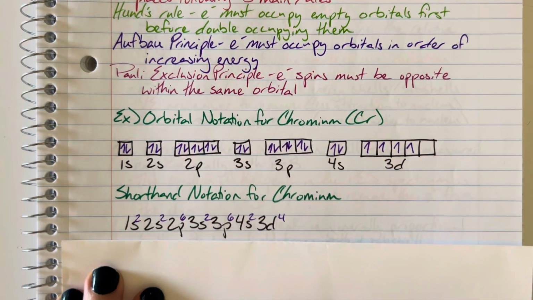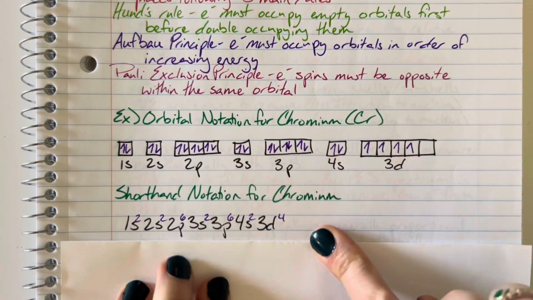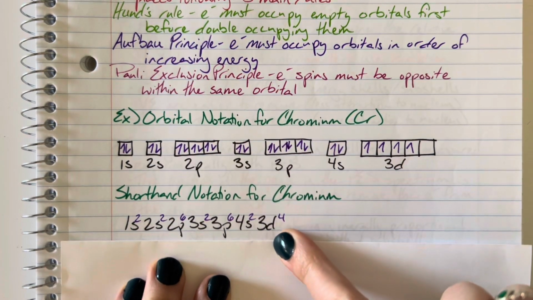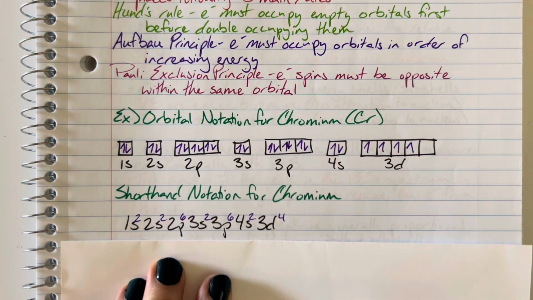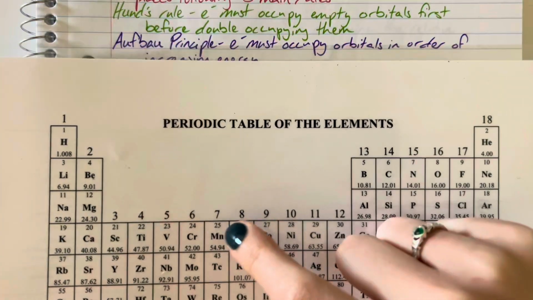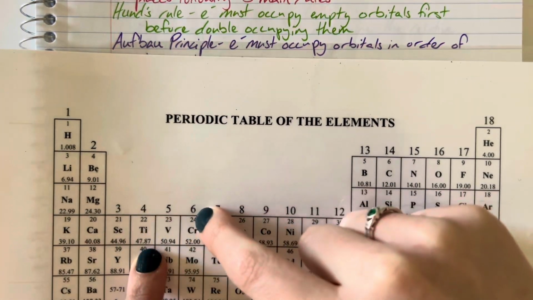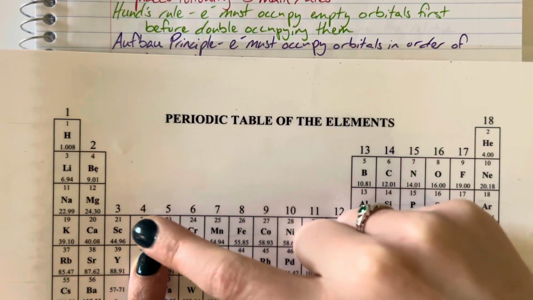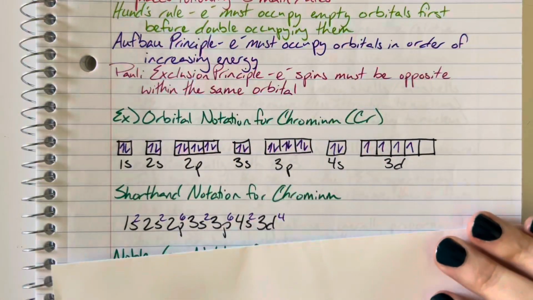As a general note for shorthand notation, everything should be completely maxed out. Again, S maxes out at 2, P maxes out at 6, D maxes out at 10, and F maxes out at 14. Everything should be maxed out except for the very last energy level here. So we had 24 electrons, so just the 3d block was the only thing that could possibly be anything other than the max occupancy level.